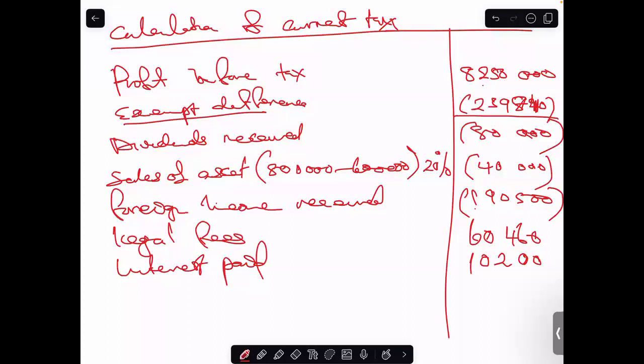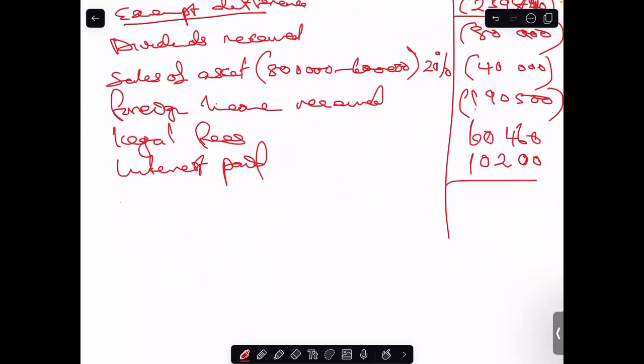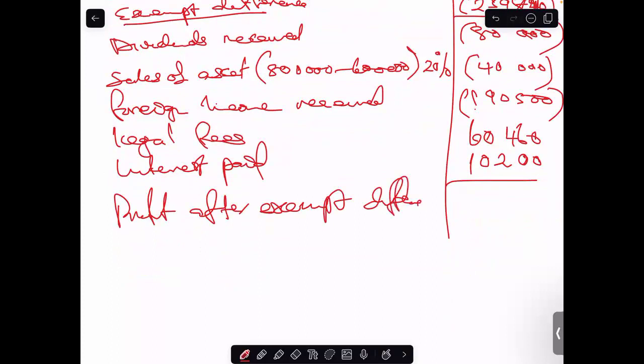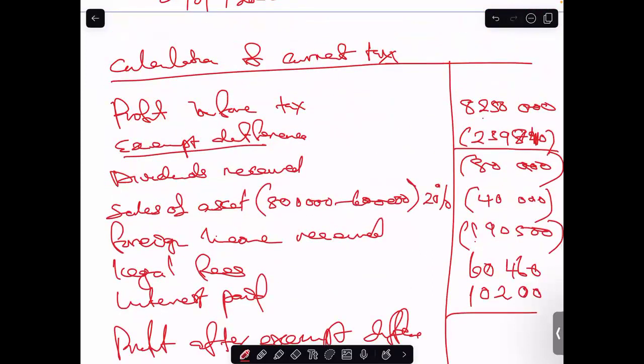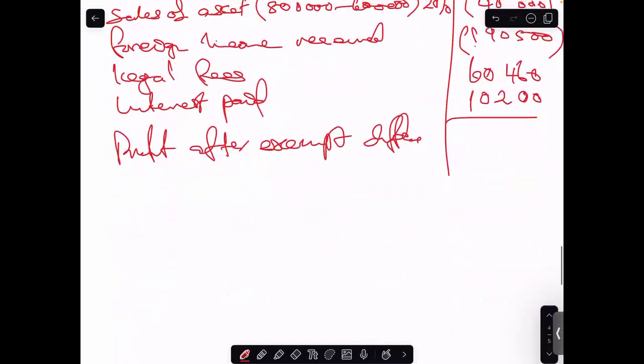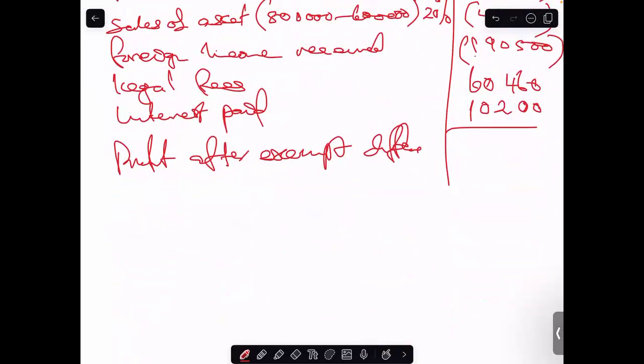Yes, it's minus. Right, so now we will have our profit after exempt difference, or taxable income after exempt difference. You are going to say 8,250 minus 239,840, giving us how much? 8,010,160. Yes.